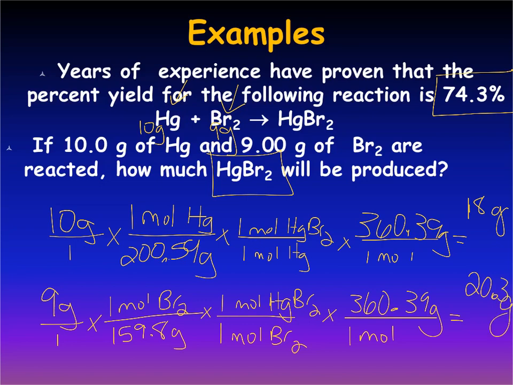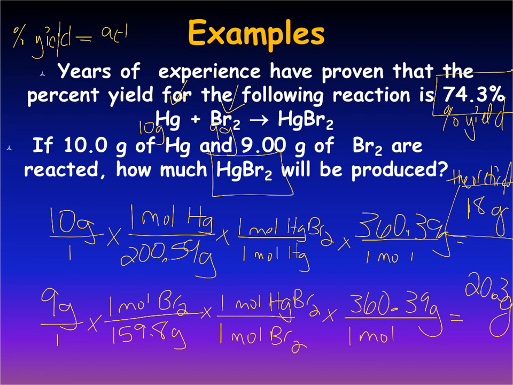According to limiting reactants, we want to go with the smallest amount. So this is what we should theoretically get. That's our theoretical, and we have the percent yield right here. It was given to us. Now we've got to find the actual. So we know that percent yield is equal to actual, which is what we're trying to find, over theoretical. Our theoretical in this case is 18, and then times 100.